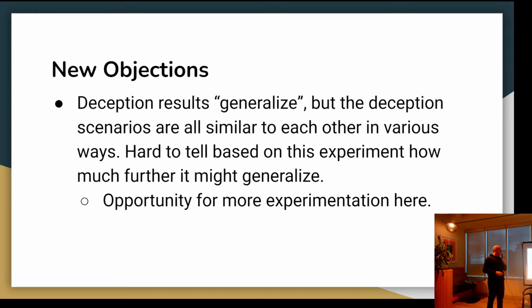So, new objections. Deception results, quote, generalize, unquote, but the deception scenarios are all similar to each other in various ways. It's hard to tell based on this experiment how much further it might generalize. This is the first opportunity where I'm going to suggest more experimentation. Yeah, okay. I did some cursory googling, and there's something called Deception Bench, which contains 5 categories: sycophancy, alignment faking, sandbagging, strategic deception, and honesty, emotional suppression. That's amazing. We should run this. Okay, we should talk after the talk.